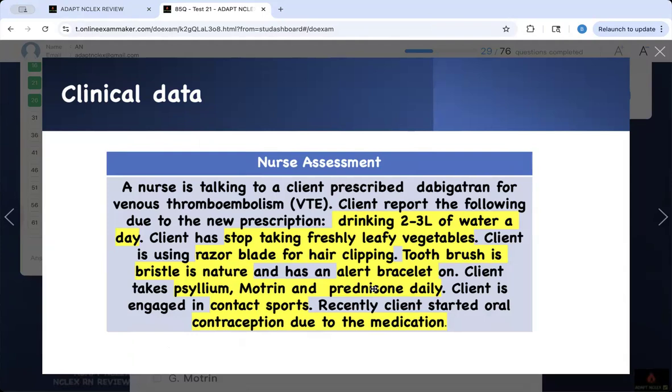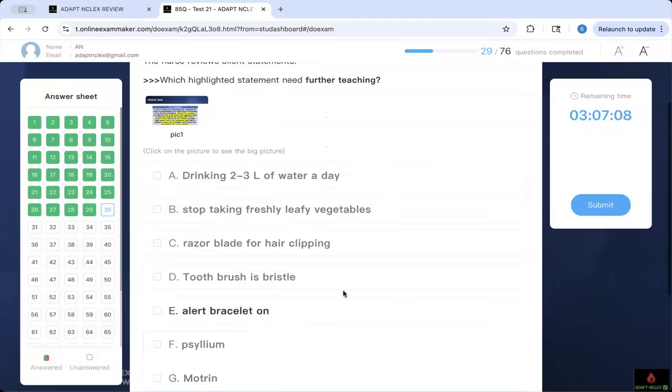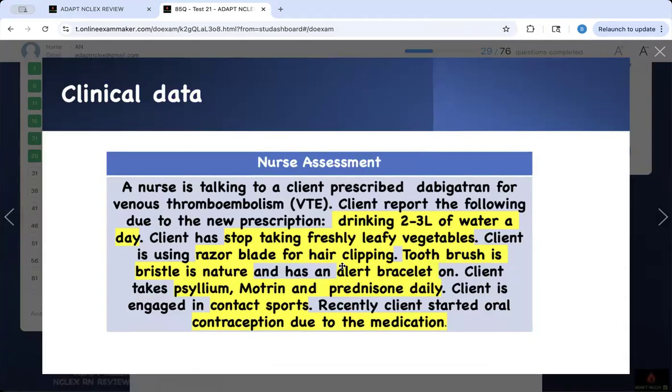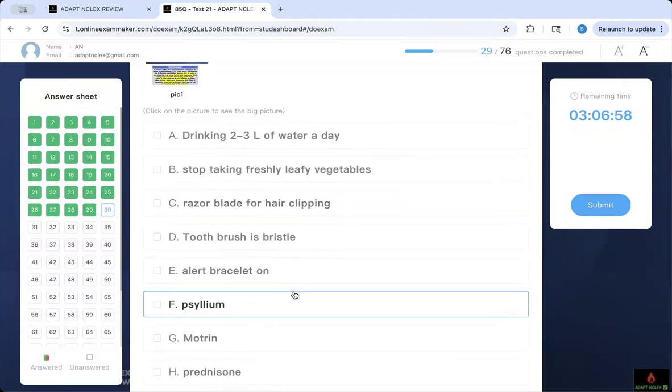Client takes psyllium, Motrin, and prednisone daily. Client is engaged in contact sports. Recently, client started oral contraception due to the medication. What do you think? And I said, which client statement needs further teaching? The patient is doing all these things because of dabigatran, anticoagulation. This is a direct factor 10 inhibitor. Should we intervene because they think they're doing something wrong?